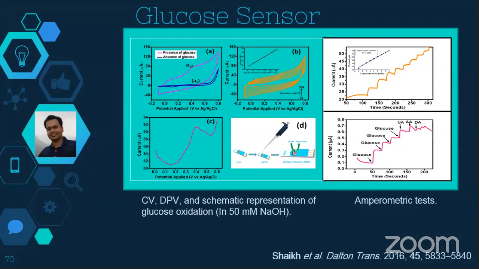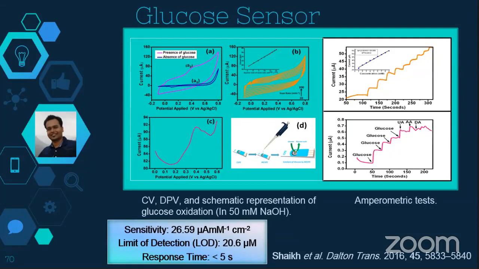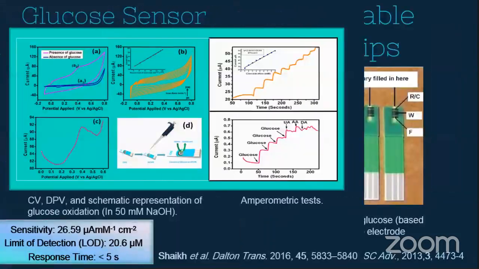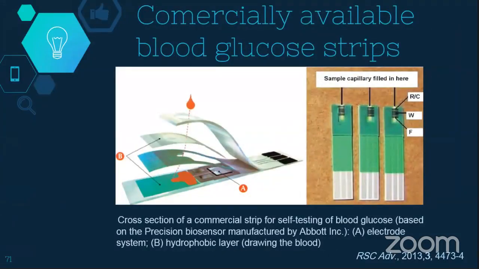So again, we did the same. CV was done. You see the pink color, quite an enhanced area was observed under the cyclic voltammogram, which suggests the highly specific nature of sensing of glucose by using this copper oxide nanosphere as the modifier for the electrode. And this was the sensitivity, and LOD was recorded up to 20.6 micromolar with a response time of less than 5 seconds.